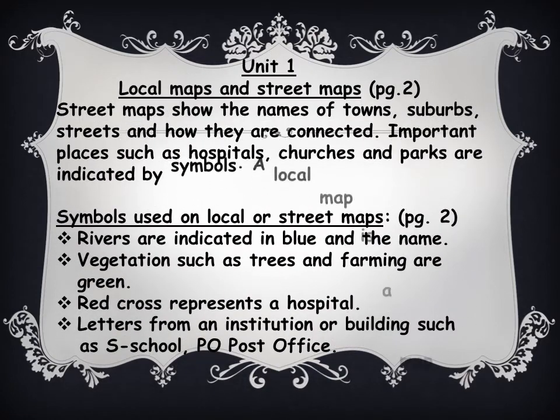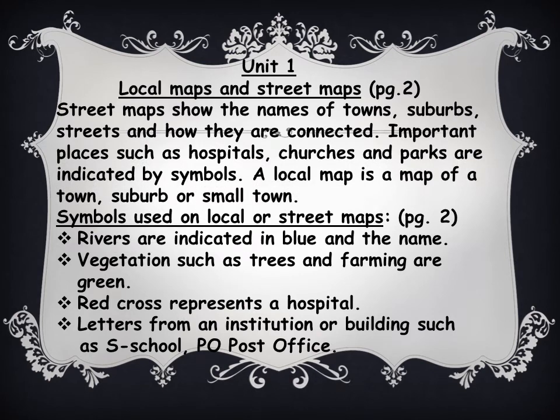Right, Unit 1, Local Maps and Street Maps. It's on page 2 in your textbook. You're welcome to use your textbook to help you if you want to. Street maps show the names of towns, suburbs, streets and how they are connected. Important places such as hospitals, churches and parks are indicated by symbols. A local map is a map of a town, suburb or a small town. Symbols used on a local or street map, also on page 2.